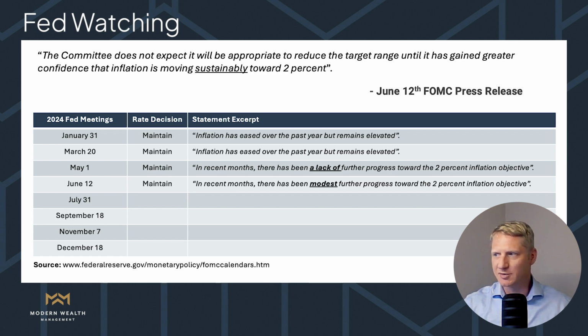In recent months, there has been modest further progress towards a 2% inflation objective versus describing that as a lack thereof in the prior month. We believe that opens the door for potential Fed rate cuts later on in the year. It's a complicated year in that there's July, September, and then the November meeting is right after the presidential election. We think that makes December a likely month for a decision one way or another.